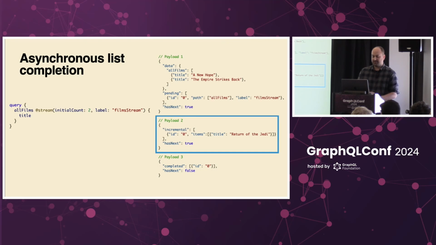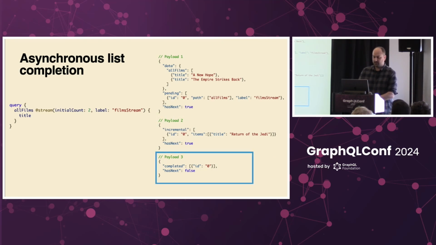Now, some time has passed, and the server does receive the close signal. It knows that that was actually the last item in the list. So we can send another payload that has the completed object with the ID. And now your client can know that it has the complete list.